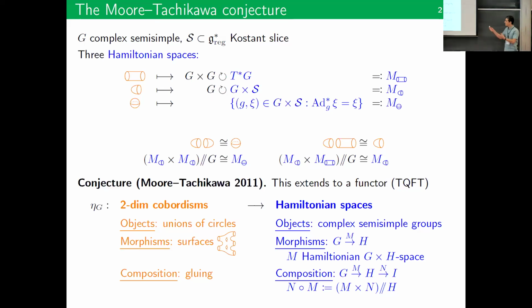And then on the other side, that's a new category. It's a category not defined in terms of its objects, but in terms of its morphisms. The objects here are complex semi-simple groups, and the morphisms are Hamiltonian spaces. So a morphism from G to H is a Hamiltonian G cross H space. And then what is composition, what is Hamiltonian reduction? Here you have a G cross H space and an H cross I space. So both M and N have an action of H. And so you can take the cross product and reduce by the diagonal action. That gives you a space which is a Hamiltonian G cross I space.